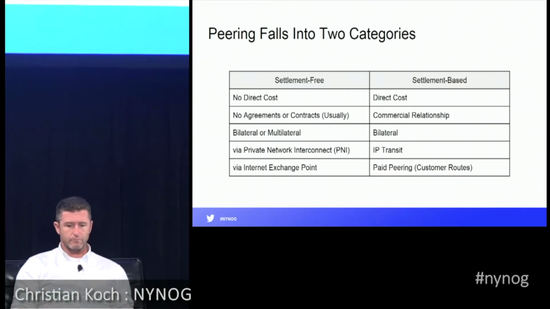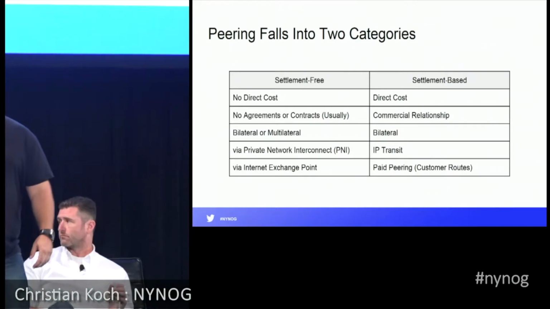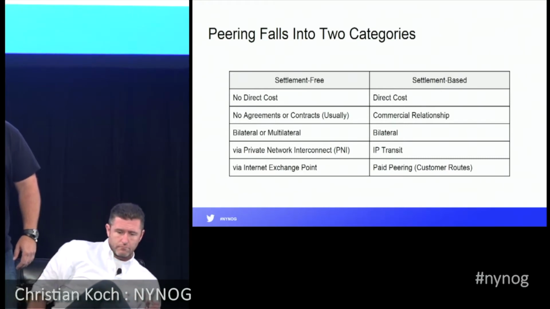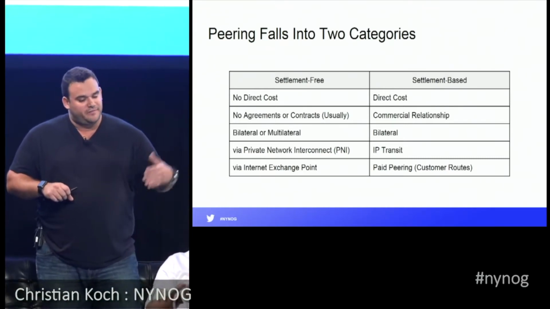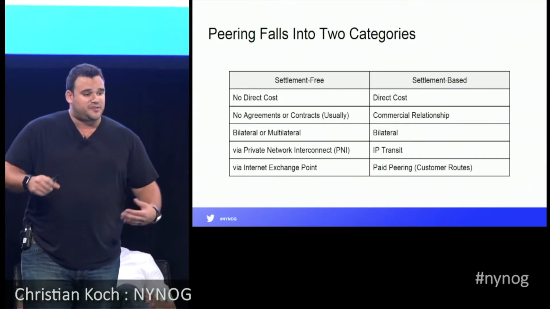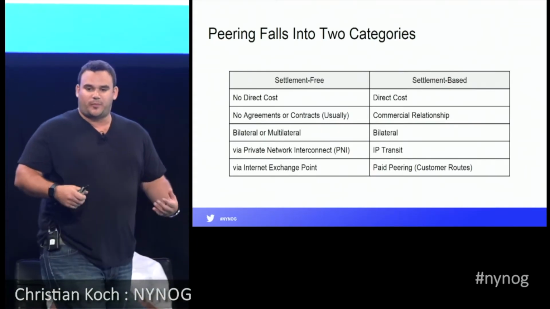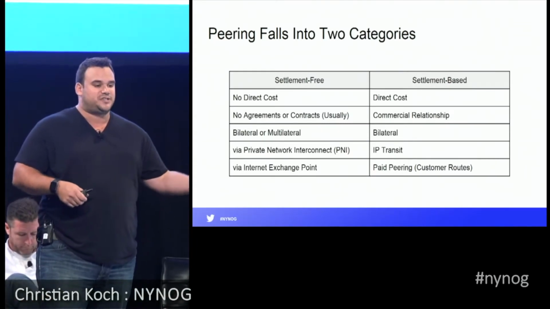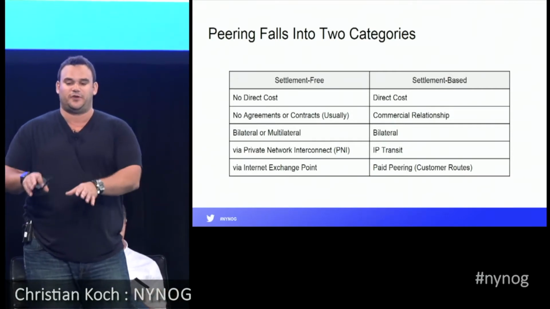Settlement-free is also bilateral or multilateral. Bilateral means that is a peering session between two parties. Multilateral means that's a session from one to many, and we'll touch on that a little bit later. Settlement-free via an internet exchange port, and settlement-based can also be paid peering, and what paid peering means really is customer routes. So if you have a provider like Comcast and you want connections and access to their customers, you can actually specifically pay just for those customer routes.